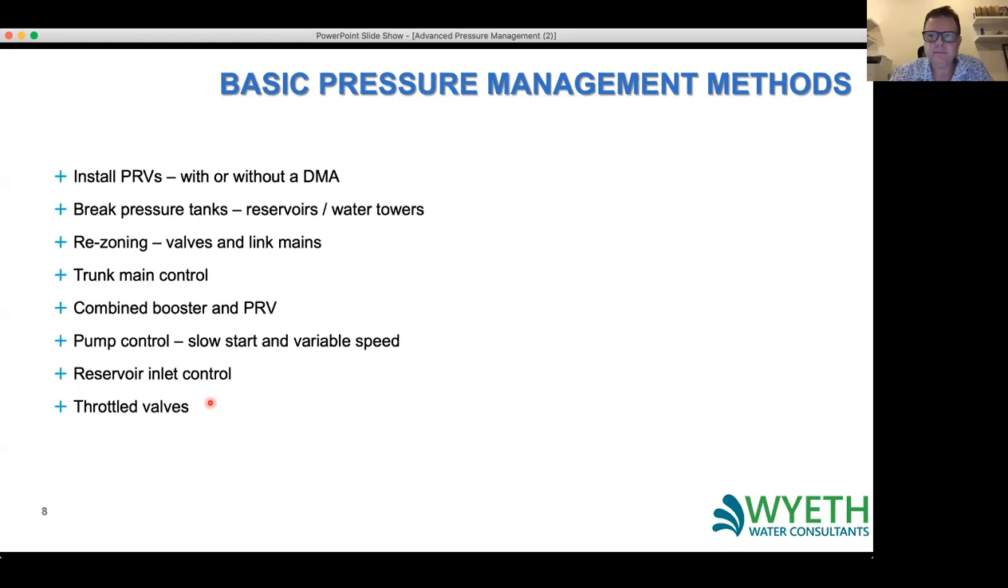The other problem with using throttled valves is if you've got many of these throttled valves across your system, you can actually forget about them, and you then have maybe hundreds of valves that are throttled that you can't remember where they are. And what happens is it then artificially drops the pressure in your system, causing you low pressure problems.